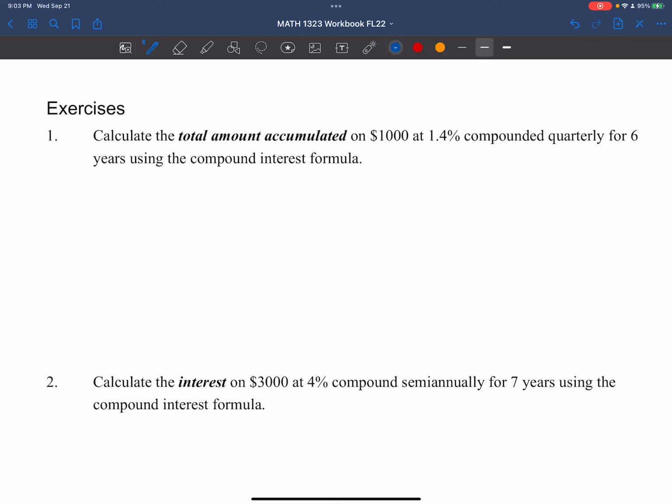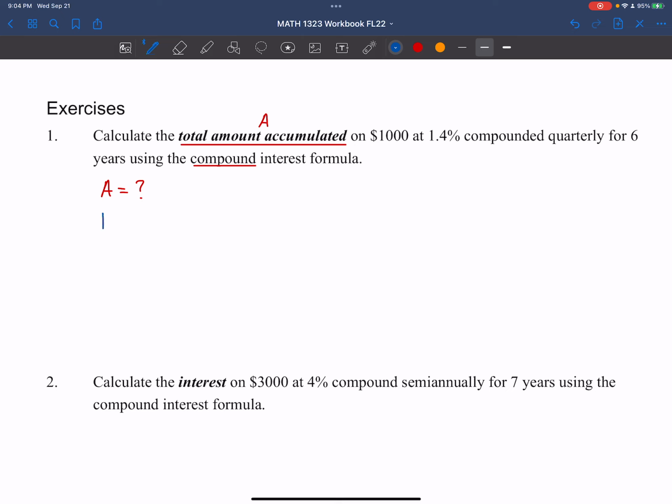So number 1, we're asked to calculate the total accumulated amount on $1,000 at 1.4% compounded quarterly for 6 years using the compound interest formula. So one thing you will want to note as you get ready for the test is read it carefully and figure out what formula you're going to need. The compound interest formula is the one that we use here. So I also underlined the A, which is we're asked to find the total account value, or accumulated amount.